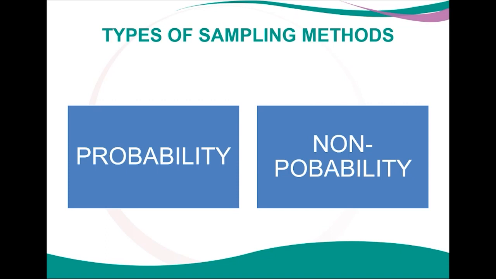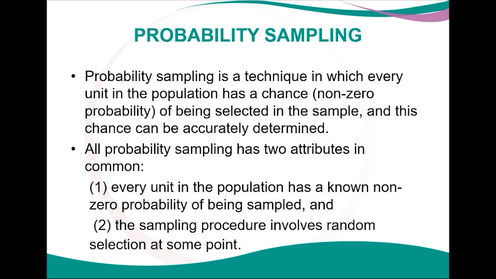So we've got two types of sampling. We've got probability sampling and we have non-probability. Probability sampling is that sampling that is used by quantitative researchers. It's a technique in which every unit in the population has a chance of being selected in the sample, and this chance can be accurately determined. All probability sampling has two attributes in common. Every unit in the population has a known non-zero probability of being sampled, and the sampling procedures involve random selection at some point. So that's the probability sampling.